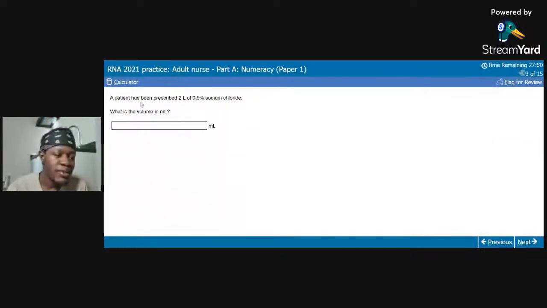A patient has been prescribed 2 liters of 0.9% sodium chloride. What is the volume in ml? Now, this is conversion of units. How many milliliters make up a liter? 1000 milliliters make up a liter, and we have 2 liters. That is 1000 multiplied by 2.